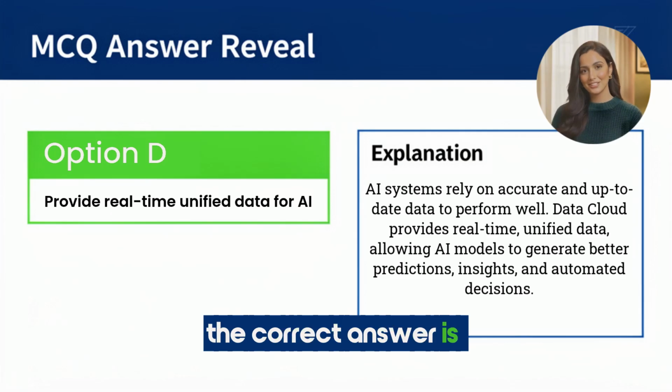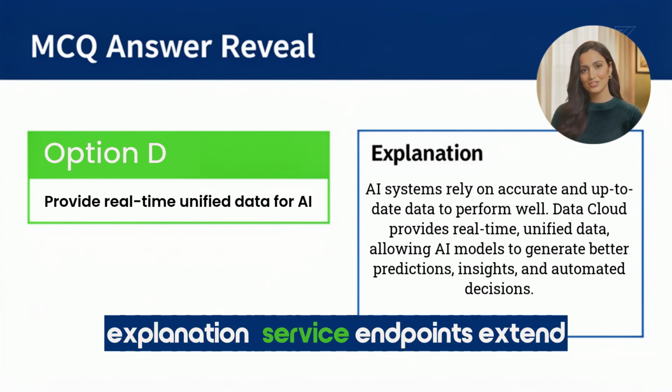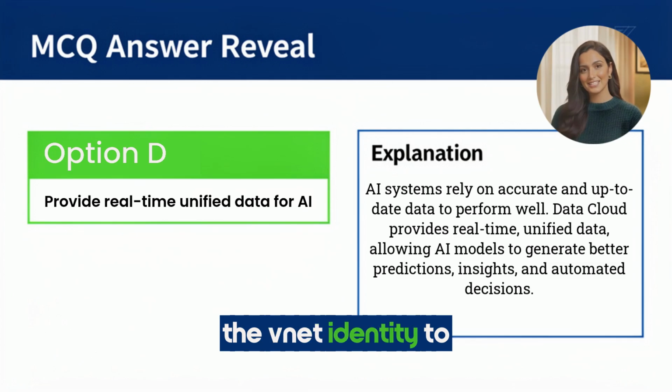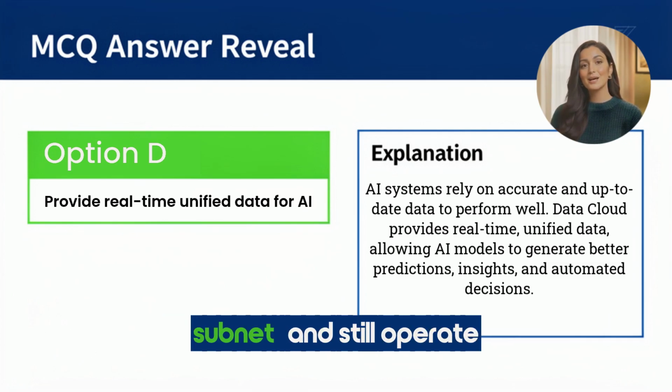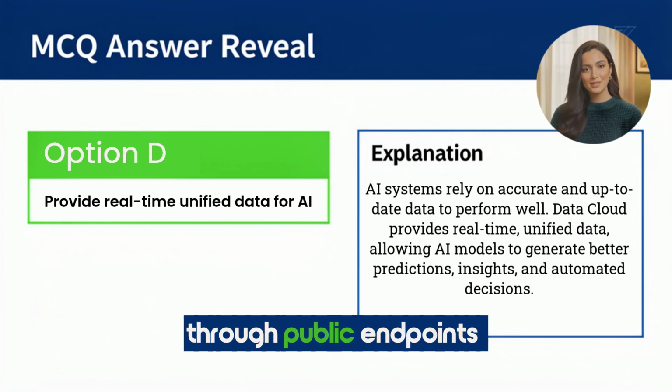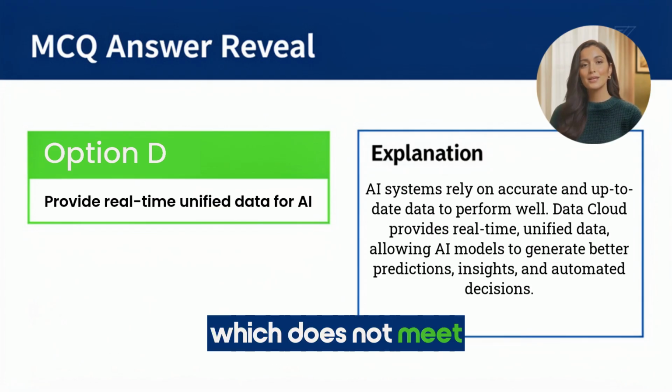The correct answer is C. Service endpoint. Explanation: Service endpoints extend the VNet identity to Azure services, allow access restriction based on the subnet, and still operate through public endpoints. A private endpoint would remove public access entirely, which does not meet the requirement.